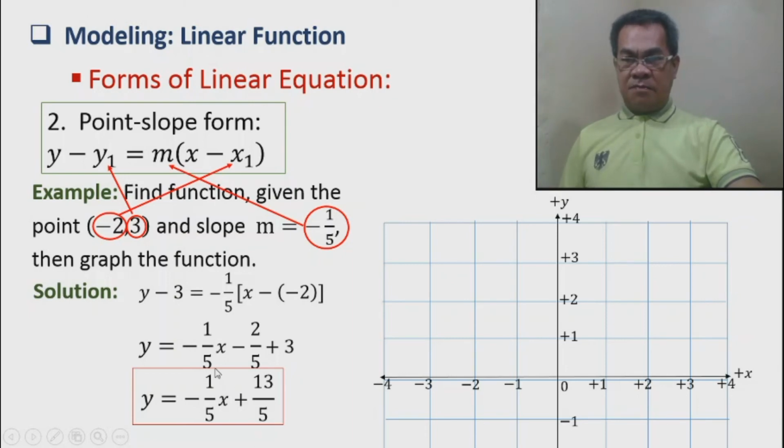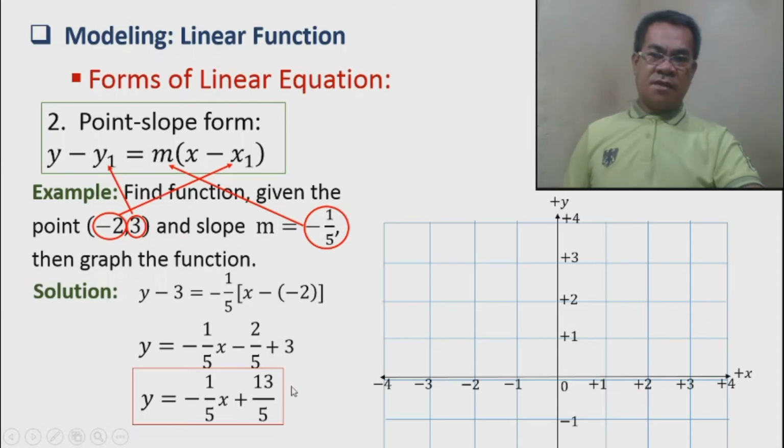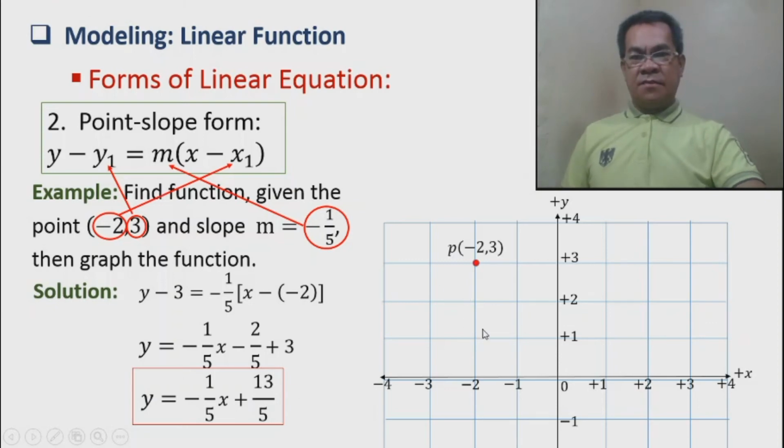So look at this one. Actually, this is the slope. This is the slope, negative 1 over 5, which is given. And this is the y-intercept actually. But the question says, find the function. So this is enough. So the graph, what's the graph? You are asked to graph.